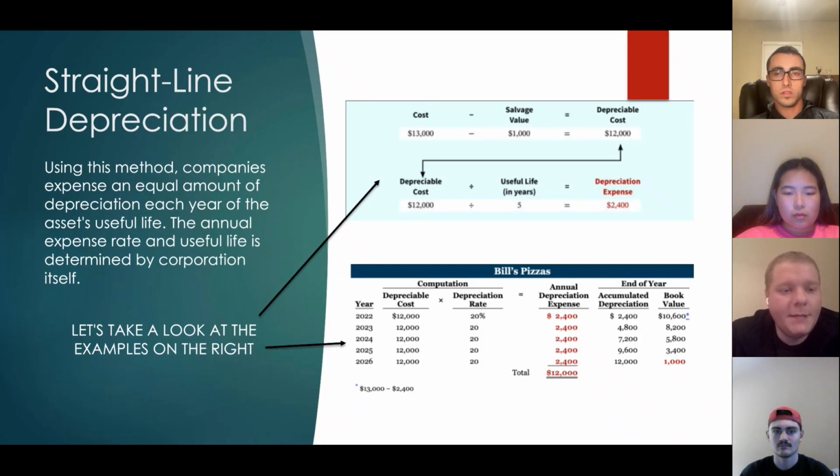With the straight line depreciation method, companies expense an equal amount of depreciation each year over the asset's useful life. So for example, say they bought that car at $13,000, and then they determined that the useful life is 5 years. And then they determined that at the end of that useful life, they expect it to still be worth $1,000. So your depreciable cost is $12,000. $12,000 over 5 years is going to end up being $2,400 a year. And if you see on the bottom, that's how it would be journalized.